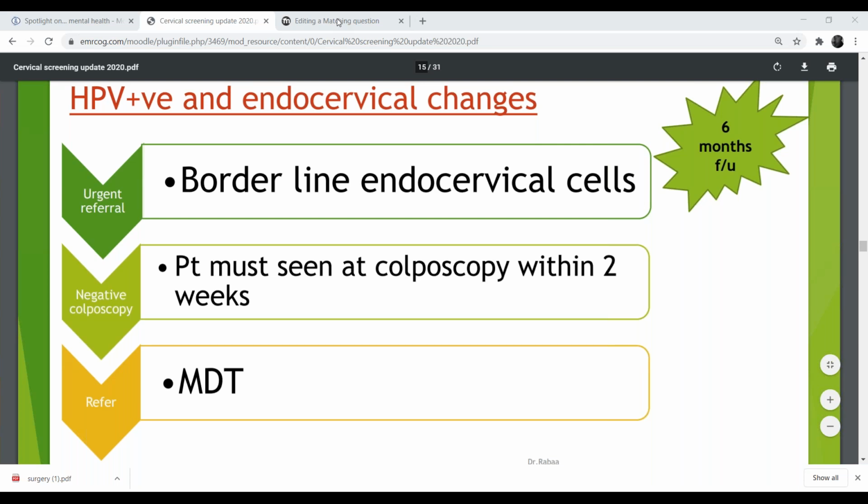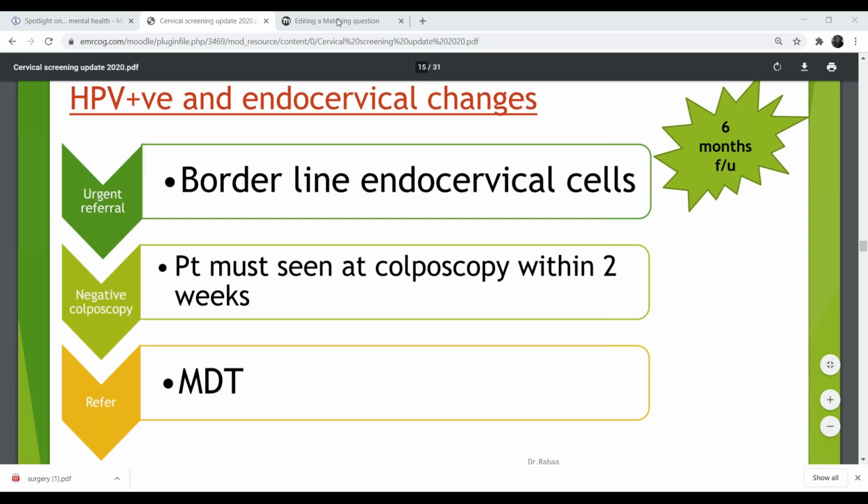Should be done within 2 months. MDT referral or MDT meeting for this patient. The patient should be discussed in the MDT meeting within 2 months. Okay? So guys, this is one of the flashcards that can make a good case in the exam.